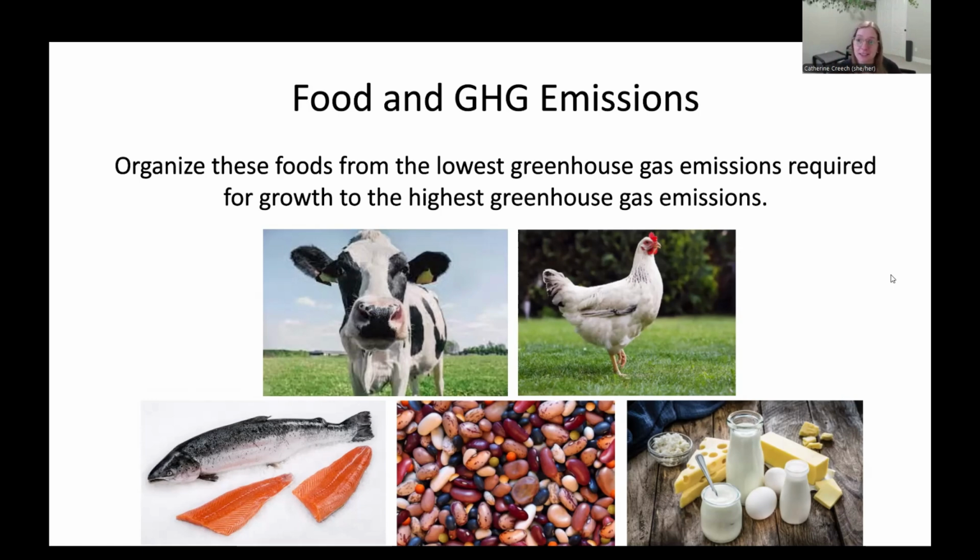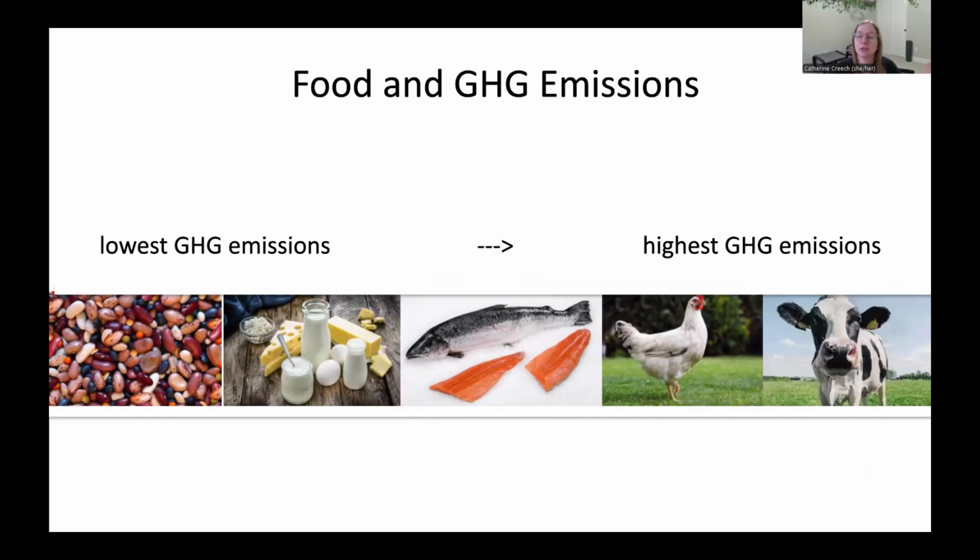And here's the answer. The lowest greenhouse gas emission is going to be the plant products, the beans and the legumes, then the dairy products, then fish, chicken, and beef.